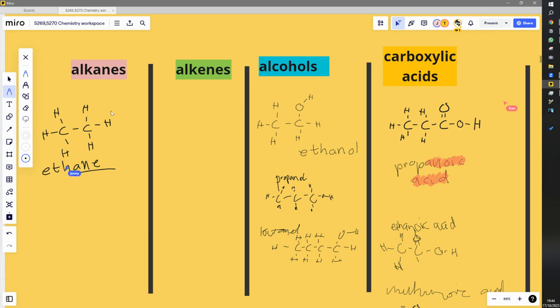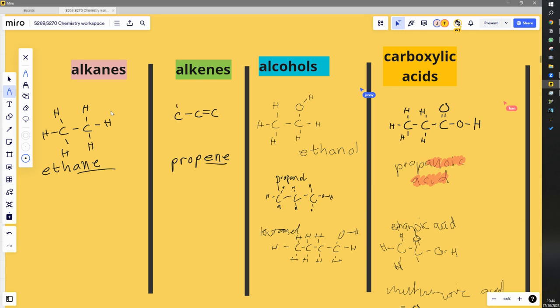The ane part is what tells me it's an alkane, and the eth part just tells me how many carbons. An alkene would always end in ene, and again, the beginning part tells me how many carbons, but this time it's got a double bond. So we'll do propene this time. Once I've drawn the rest of it, we'll see that that's propene.